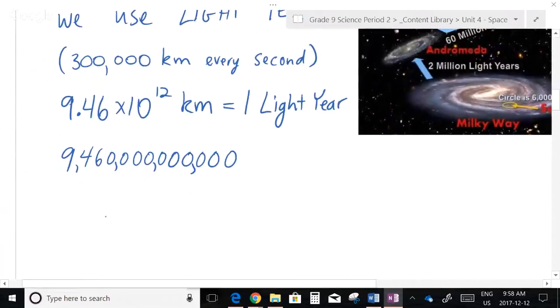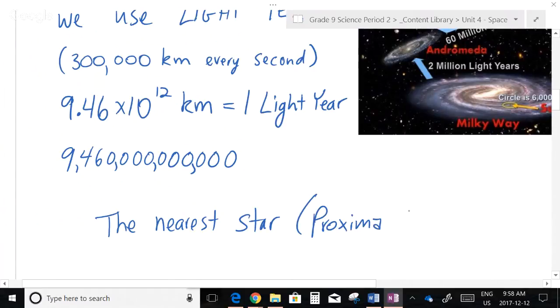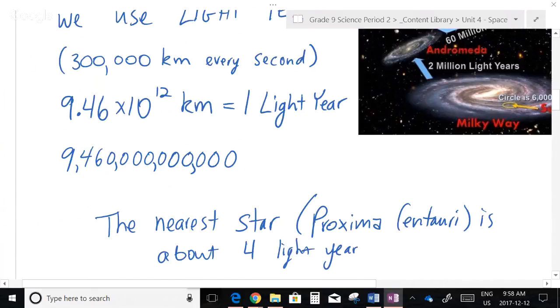The nearest star, which is called Proxima Centauri, is about 4 light years away. That's the nearest star. So when we look at Proxima Centauri, which we'll talk about when we actually get into stargazing, you can actually see it. You know that you're looking at what it looked like about 4 years ago, because it takes about 4 years for the light to get here.